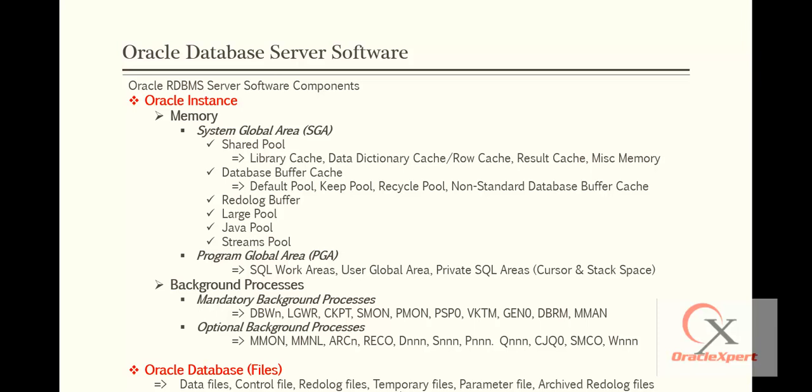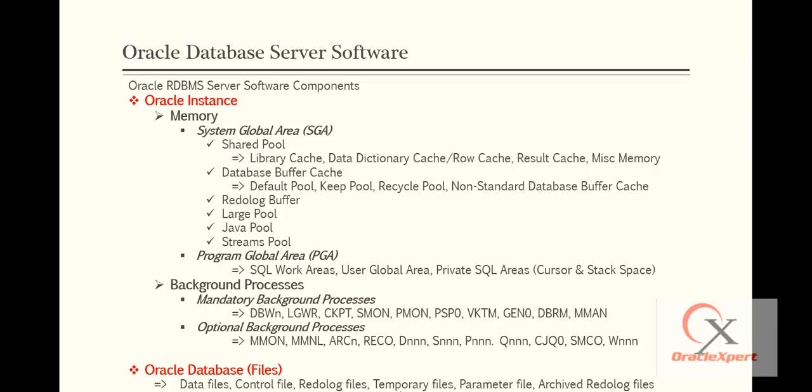Some of the major memory allocations within your SGA are shared pool, database buffer cache, redo log buffer, large pool, Java pool, and streams pool. Inside the shared pool, you have smaller memory allocations such as library cache, data dictionary cache, which is also known as row cache, the server result cache, the result pool, and miscellaneous other memory allocations for the control structures such as enqueues and latches.